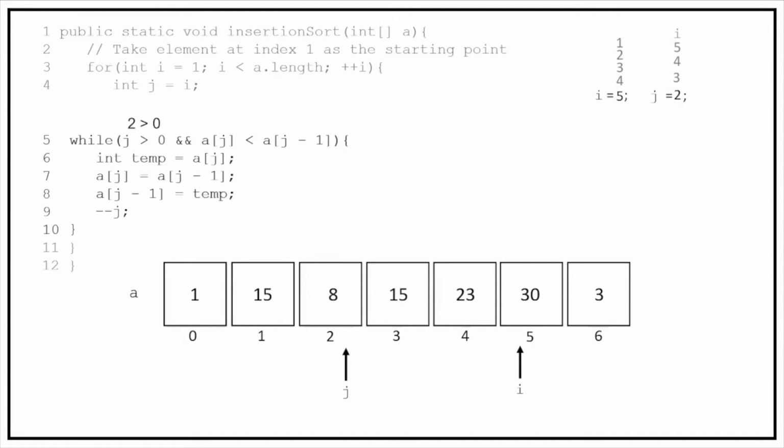Now we have, is 2 greater than 0? True. And is 8 less than 15? True. This means we will swap again, and J will de-increment so that it is now equal to 1. And now we check, is 1 greater than 0? True. And is 8 less than 1? False. This means the statement is false, and I will increment. I is now equal to 6, J is equal to I, which is index 6, and we begin again.